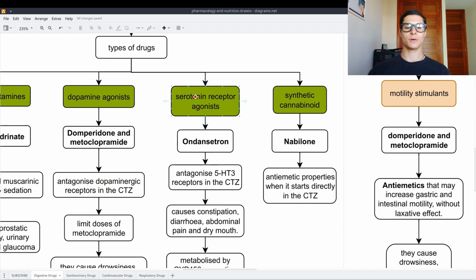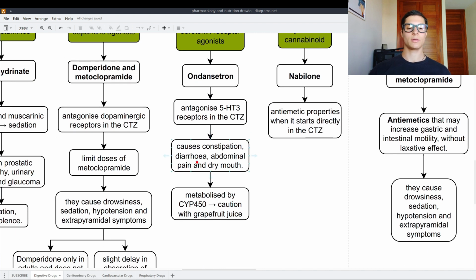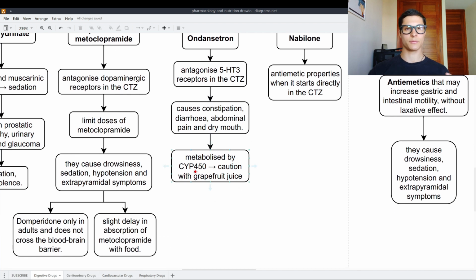And then we have the serotonin receptor antagonists. Here there is ondansetron, which antagonizes the 5-HT3 receptors in the chemoreceptor trigger zone. It causes constipation, diarrhea, abdominal pain, and dry mouth. It is metabolized by cytochrome P450, and because of that we have to be careful with grapefruit juice.